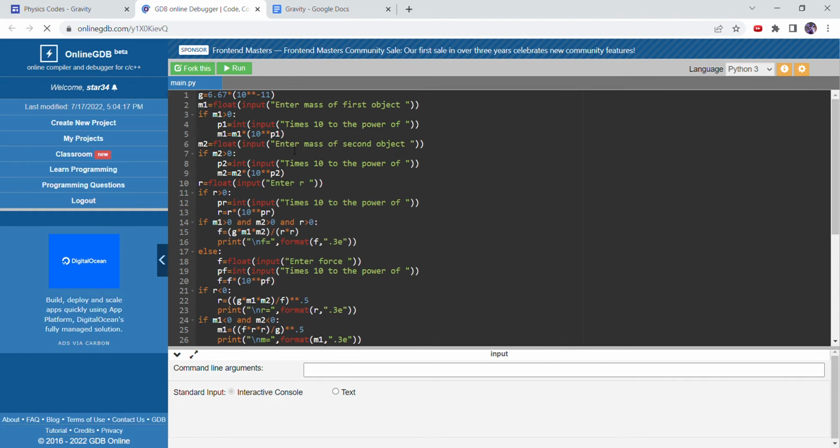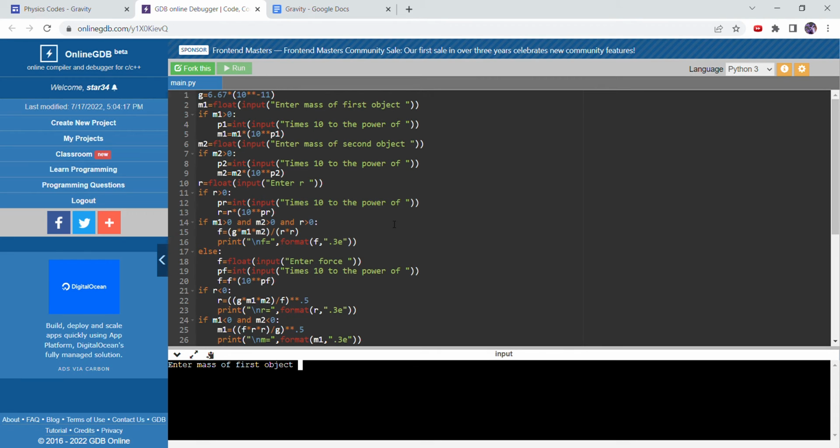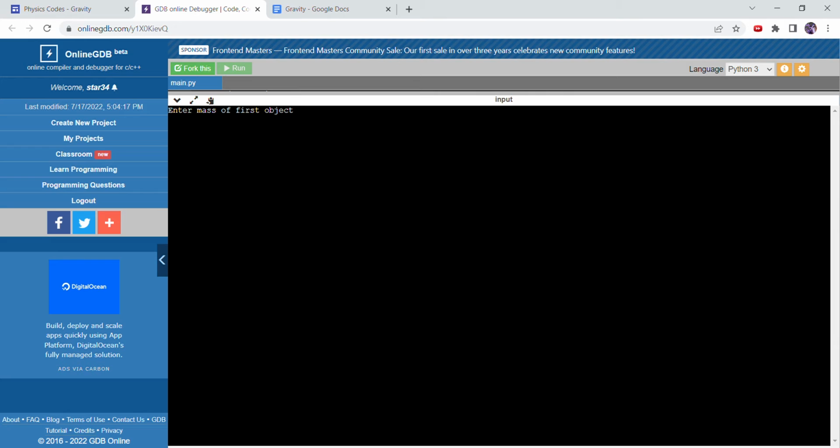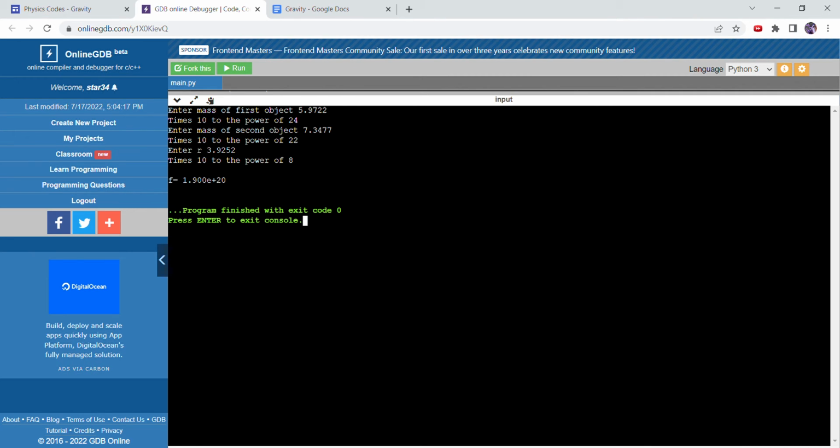Okay, now I'll start the code. The first object will be our Earth, which was 5.9722 times 10 to the power of 24. Second object will be the Moon, which is 7.3477 times 10 to the power of 22. Then our R was 3.9252 times 10 to the power of 8. Okay, so this means the force between the two is 1.9 times 10 to the 20th newtons.